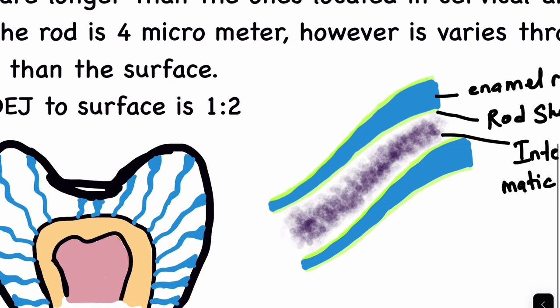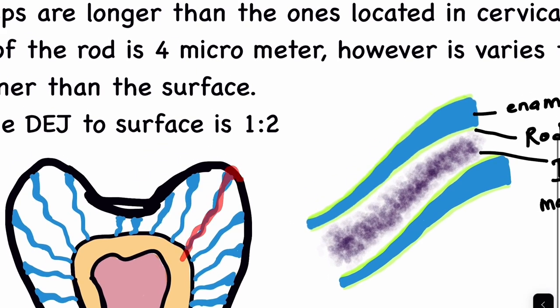What it means is that enamel rods won't go like this. They won't go straight. They run in a wavy kind of fashion, and they start from the dentinoenamel junction and end at the surface of the enamel. Obviously, they form the enamel.